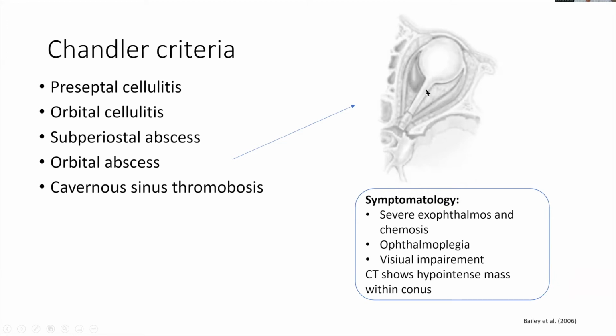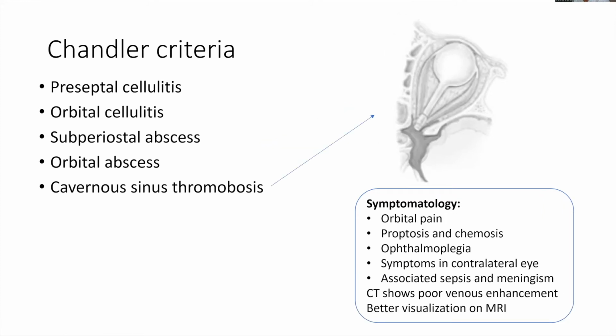Then we have orbital abscess, which is an abscess within the intraorbital space. This is a severe complication, and patients will present with severe exophthalmos, chemosis, ophthalmoplegia, visual impairment, and CT scan will show a hypointense mass within the conus. And then lastly, we have cavernous sinus thrombosis. We would be looking for orbital pain, proptosis, chemosis, ophthalmoplegia, but symptoms also very often are in the contralateral eye, and this is the major difference, there will be associated sepsis and meningism.